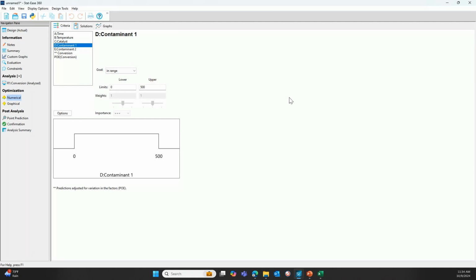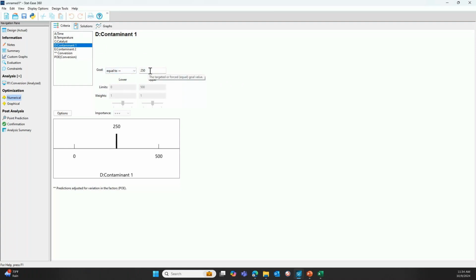This is where the noise factors come in. This is kind of a key point to making this work. What we're going to do with the contaminants now, because in the field they're going to be what they're going to be, is lock them into, let's say, their midpoint. Contaminant 1 goes from 0 to 500. Well, I'm going to set that equal to halfway, so 250.